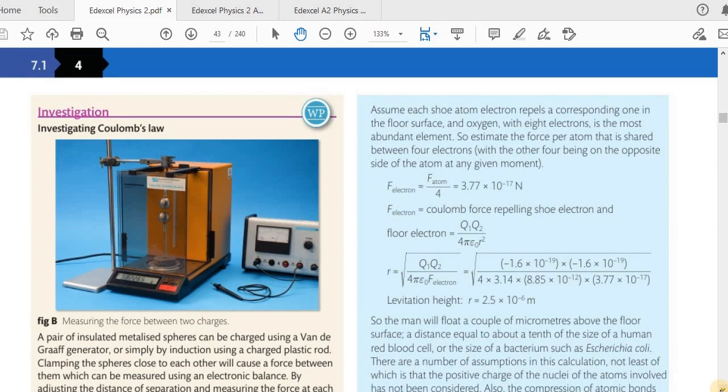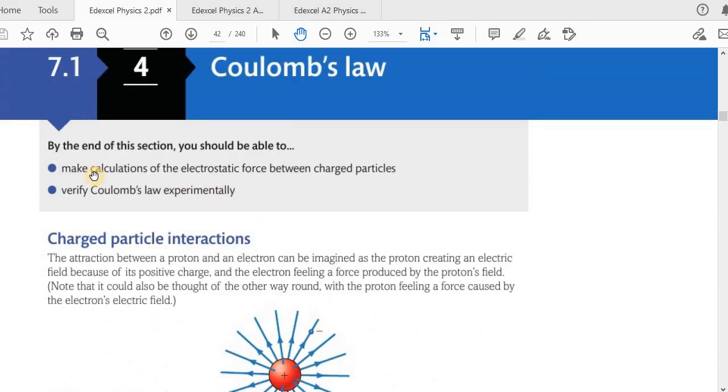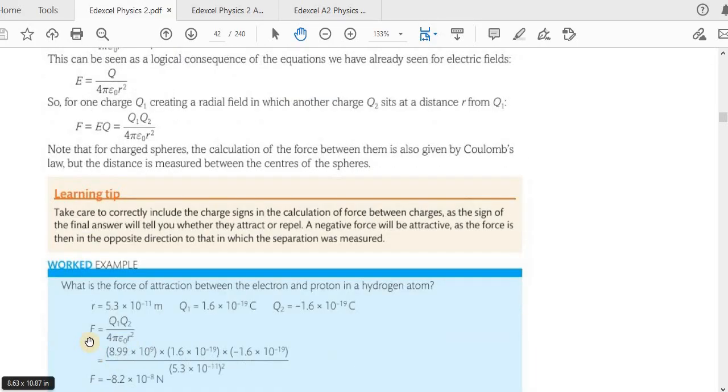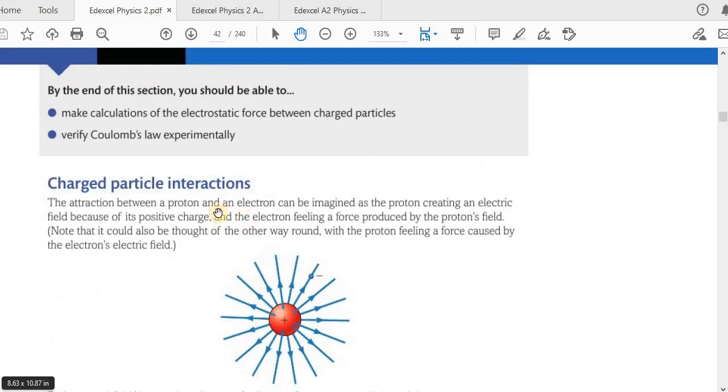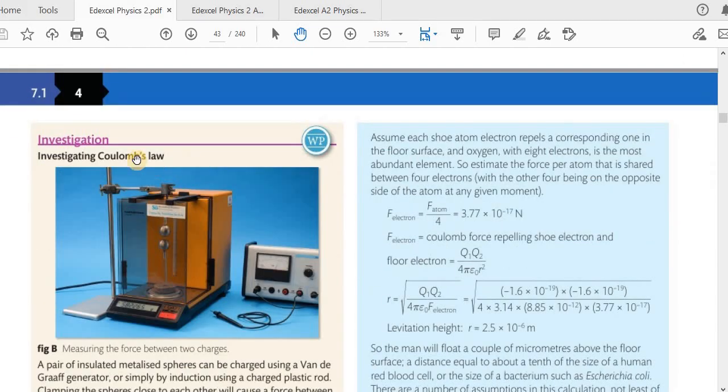Then we have investigating Coulomb's law. Now remember the objectives of this lesson: make calculations of the electrostatic force between charged particles. So that's what we discussed just now. F is the electrostatic force, or some books also say the electric force. Then verify Coulomb's law experimentally. Now that's what we are going to discuss now. So here you can see investigating Coulomb's law.